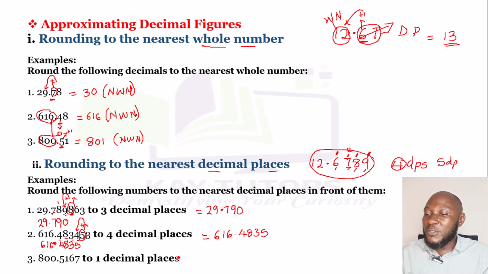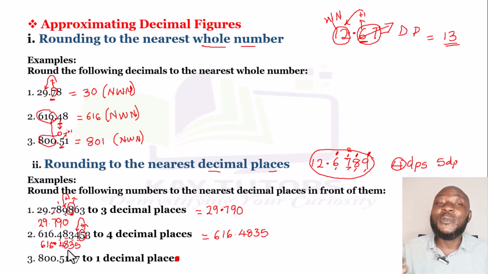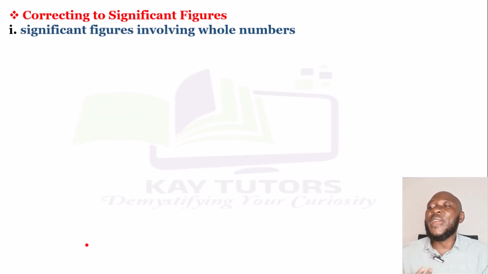Okay, so the last example there, you've been asked to round to the nearest 1 decimal place. So since you've been asked to round to the nearest 1 decimal place, your judgment is where? This is 1 decimal place. Where are you carrying out your judgment on? I want to see your answer again in the comment section. Thank you very much.